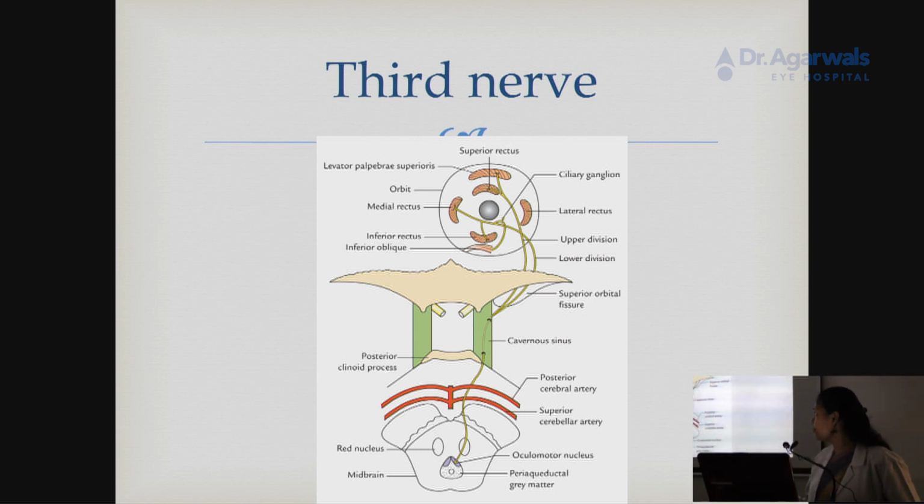In the anterior portion of the cavernous sinus, it divides into the superior and the inferior division, and passes through the superior orbital fissure through the annulus of Zinn to supply the respective muscles.